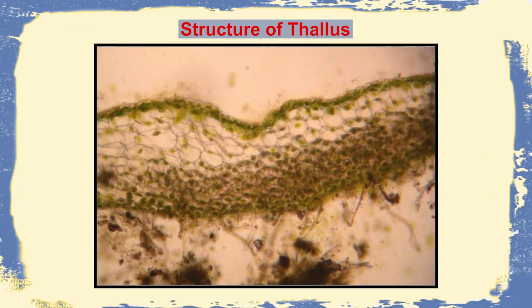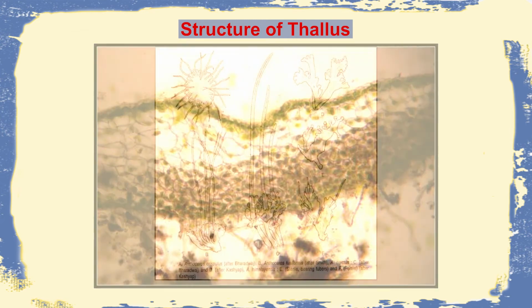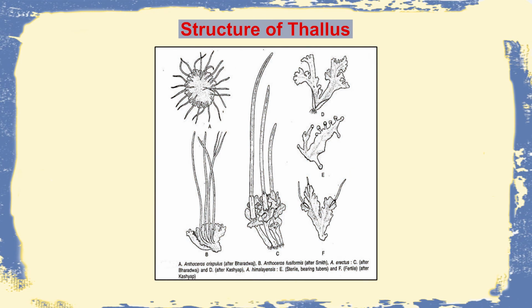Whenever the structure of the thallus of Anthoceros is seen, the upper layer usually consists of chlorophyllous cells, while chloroplasts are usually absent in the lower layers of these cells, and they consist of several other structures, namely the rhizoids.